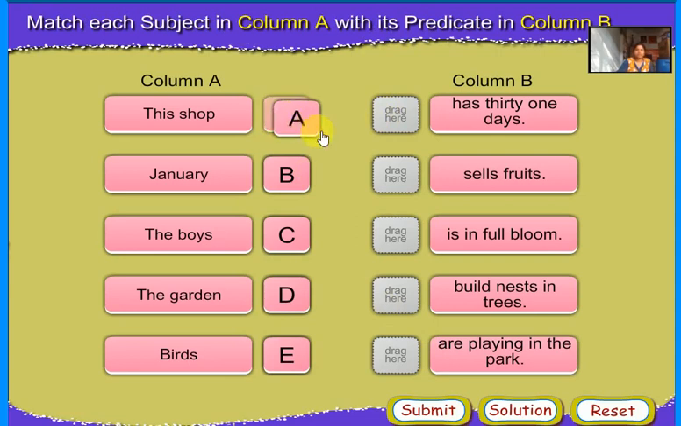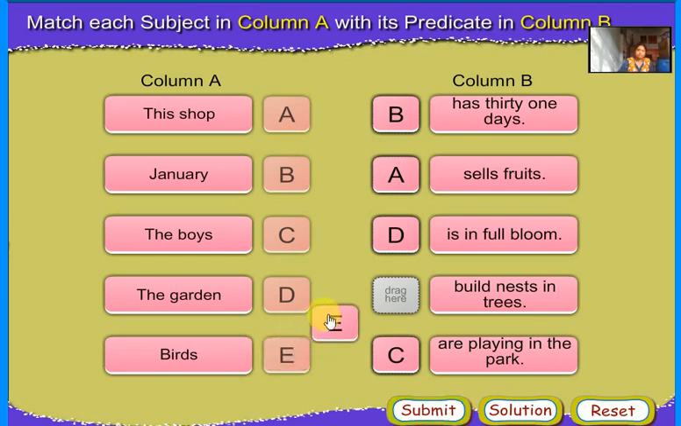This shop sells fruits. January has 31 days. The boys are playing in the park. The garden is in full bloom. Birds build nests in trees.